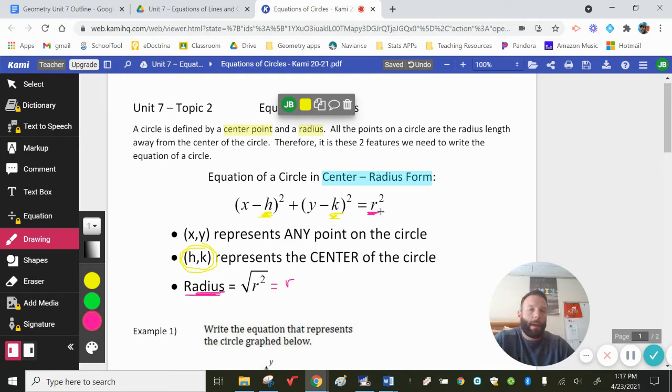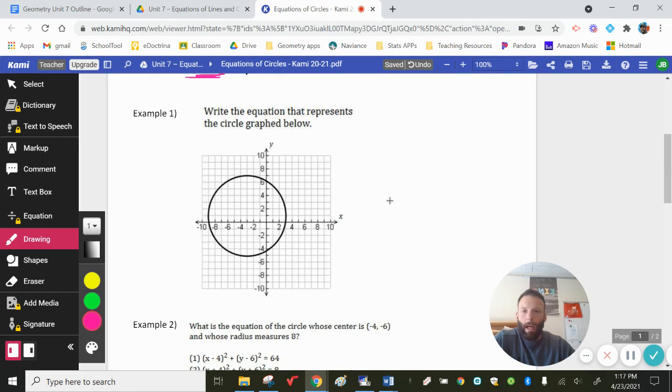Okay, so let's look at a couple examples and see how I can write an equation based on some information that I'm given. So here we have a circle. The circle is graphed here, and we want to write the equation for that circle. You can write this in other forms, but to know what the center is and the radius is would seem to make the most sense.